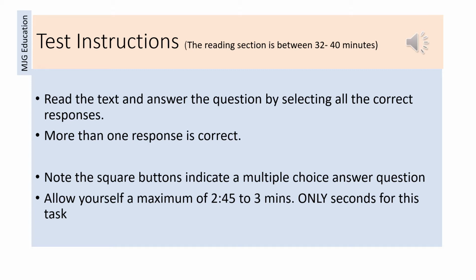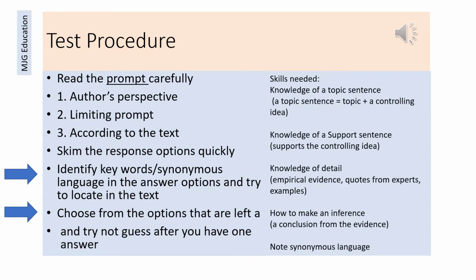The reason why is a lot of people don't finish the reading section because they're always looking for a second answer with multiple choice, multiple answer. In terms of test procedure, you'll always have to read the prompt carefully. There are 3 prompts that I'm going to look at today: the author's perspective, the limiting prompt, and according to the text. What you should do is skim the response options quickly.